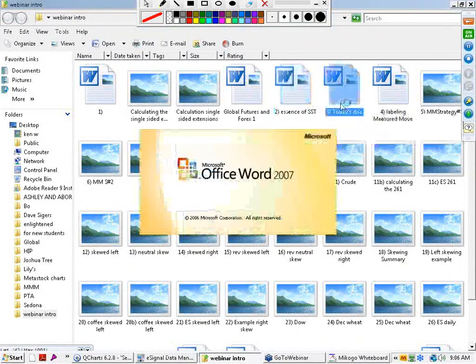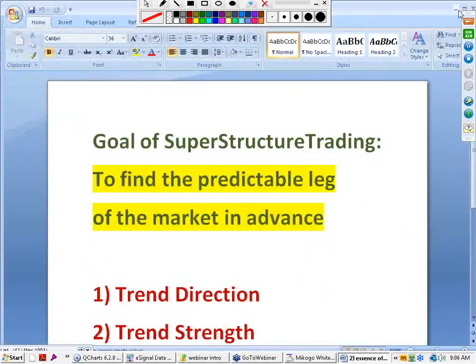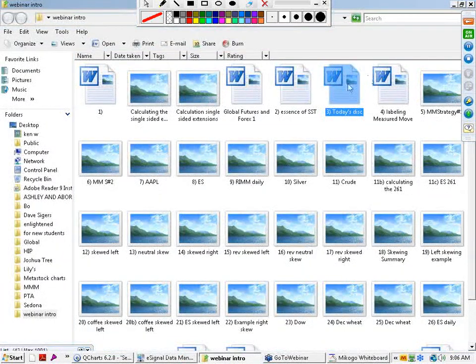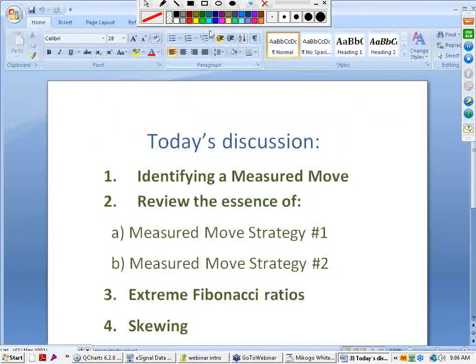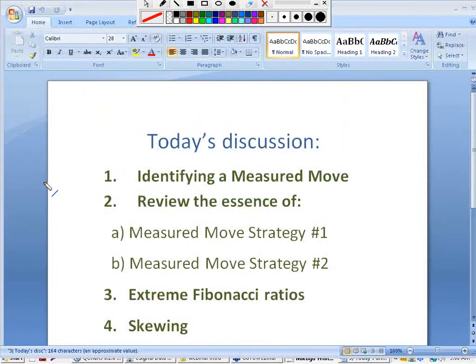Today's discussion, we're going to go over a few things. We're going to identify and actually define a measured move. We're going to review two measured move strategies, number one and number two. For those who have my free chapters 1 and 2, you know what they are. For those who don't have that, I'll talk about that later, how you can get them for free.